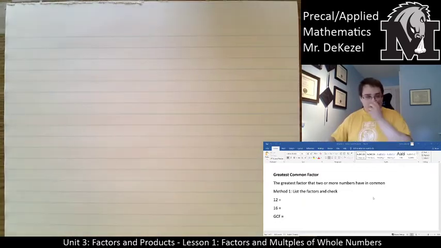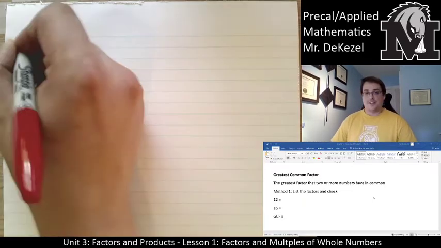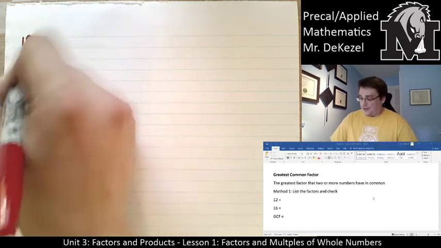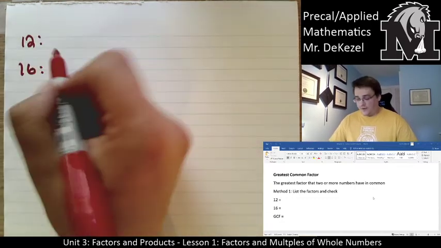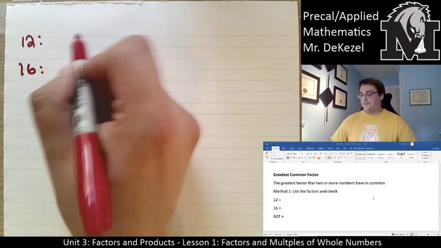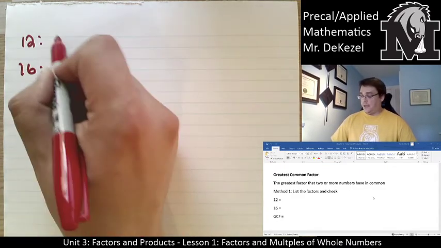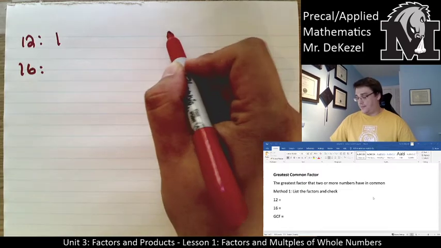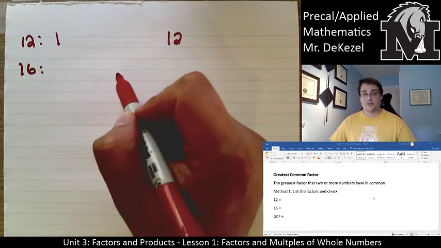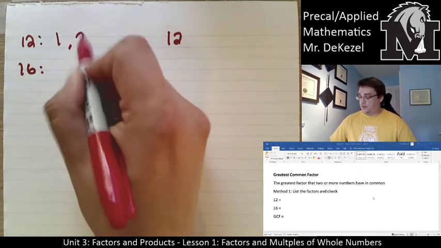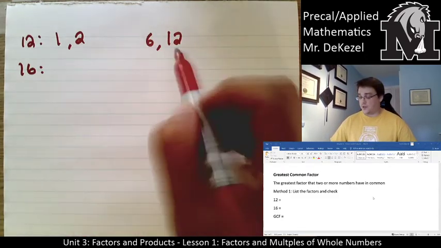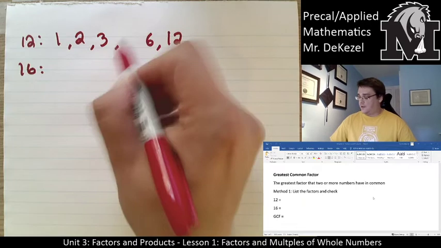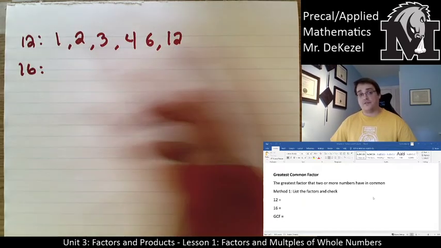Okay, here we go. So a method that we can use is we can just list the factors. So if we've got 12 and 16, don't worry, it'll all make sense. The factors of 12 would be 1 and 12. 1 times 12 equals 12. We could also do 2 and 6, 2 times 6. We could also do 3 times 4. So those are all the factors of 12.